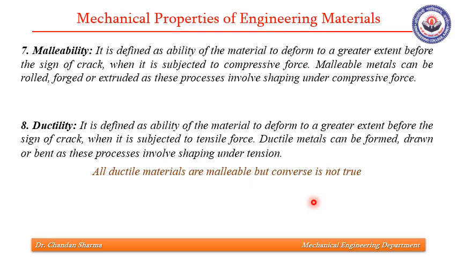There is one more important thing. All ductile materials are malleable, but the converse is not true. Means the component which has the ability to be drawn will also be malleable, but a malleable component may not be ductile. Malleable may not have the ductile property, so the converse is not true.